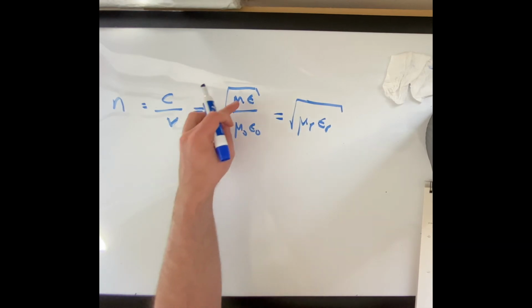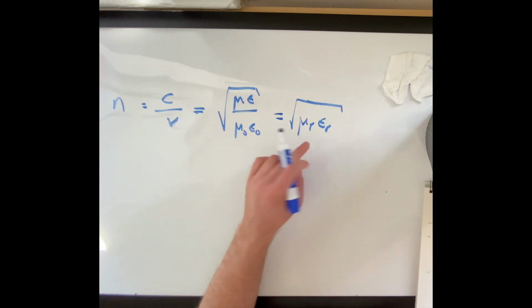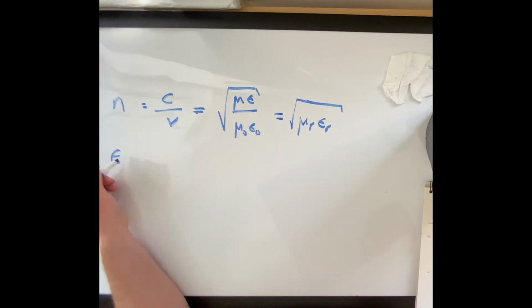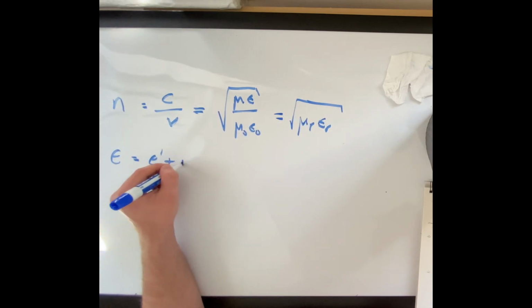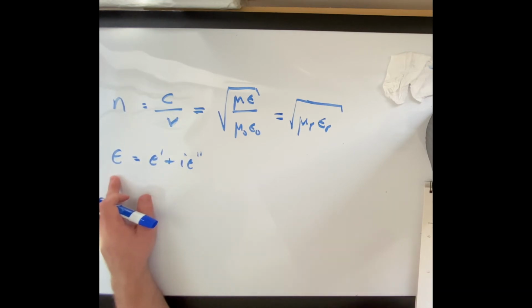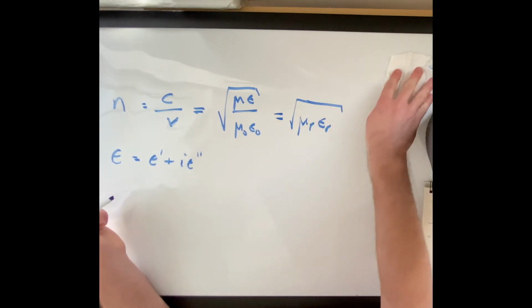You can see why writing these knots everywhere might be a little confusing. So in other words, n is just equal to this. And remember, we said that epsilon could be complex, something like this. And mu could have the same thing.